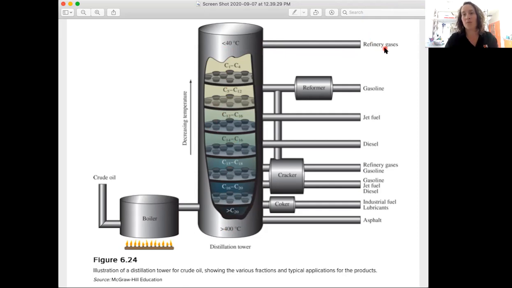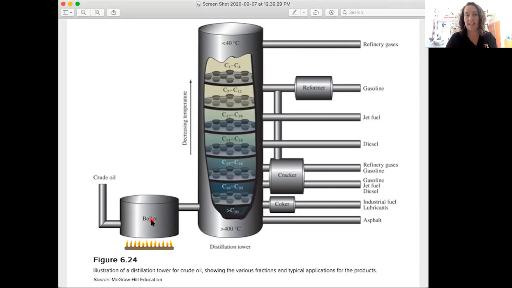So that's C1 to C4: methane, ethane, propane, and butane. Okay, those can further be separated to get propane for propane tanks. The methane can be used for natural gas, and the butane can be isolated for butane torches for some welding purposes.